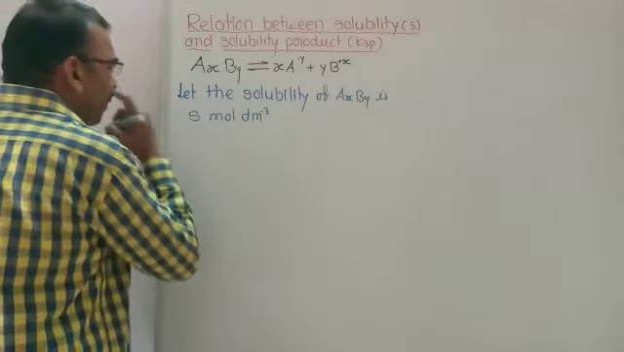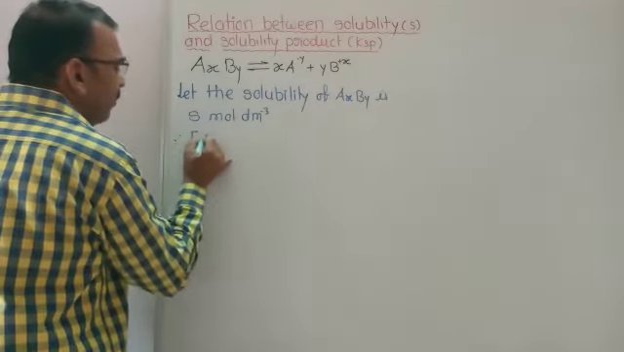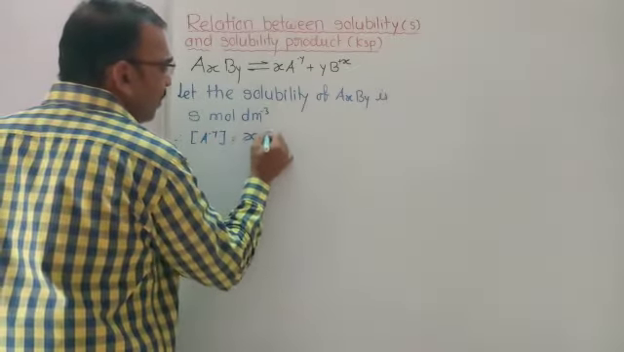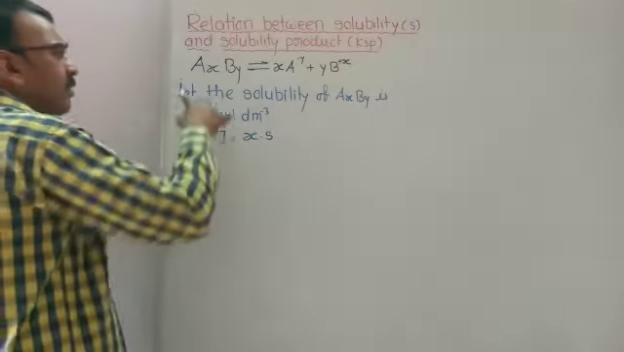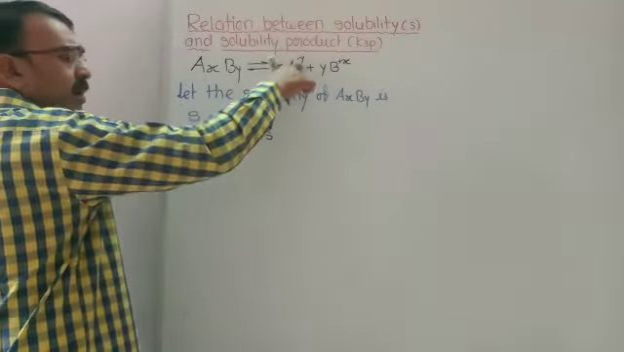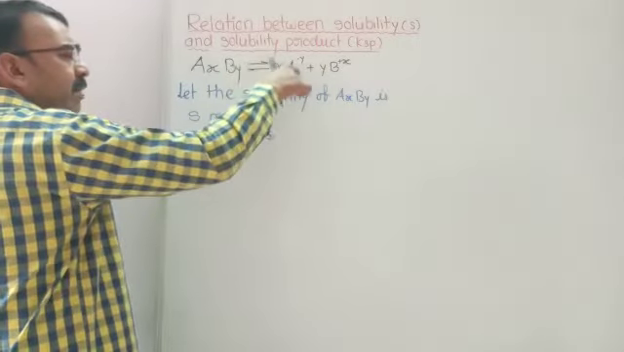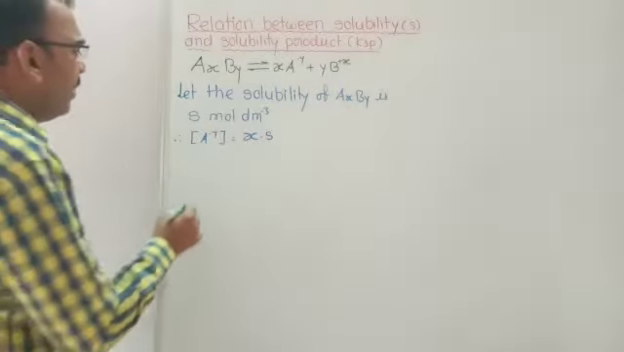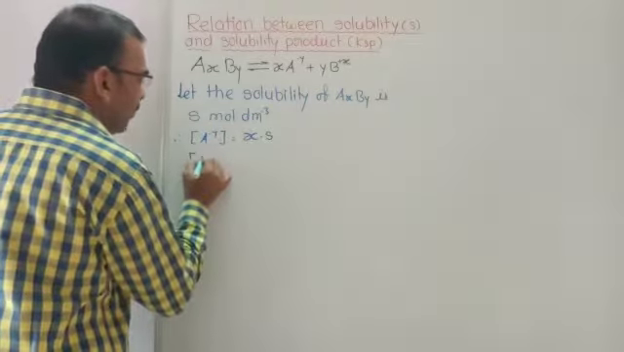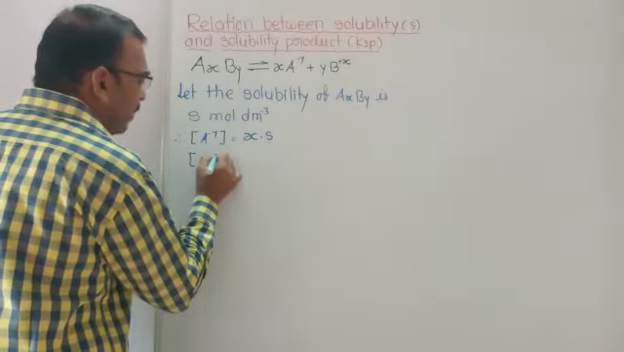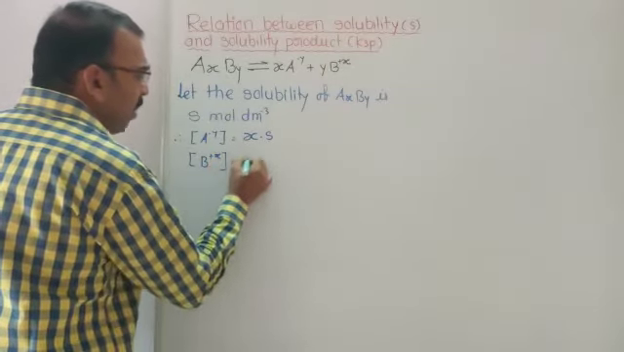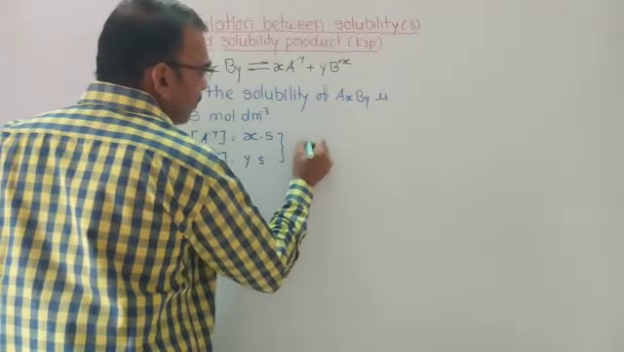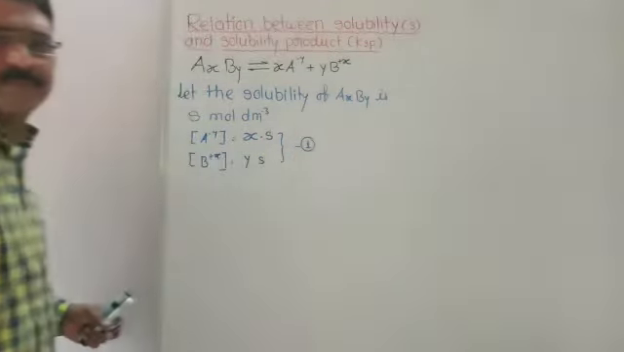Therefore, the concentration of A^y- ion is equal to x into S, because the concentration of the salt is S and x number of ions are there, so the total concentration is x into S. And the concentration of B^x+ ion is y into S. Let it be equation number 1.